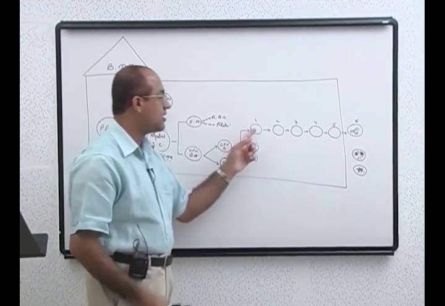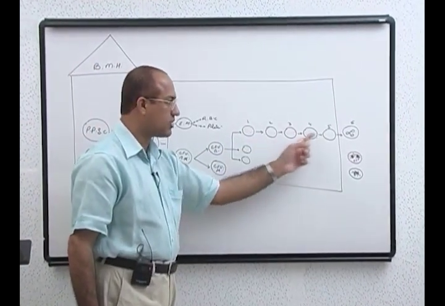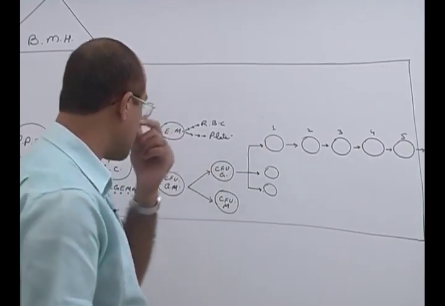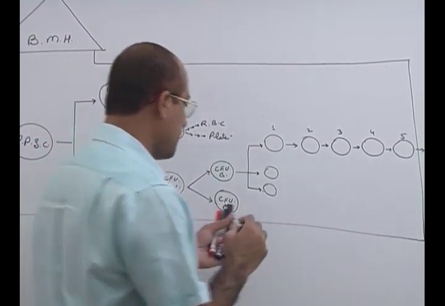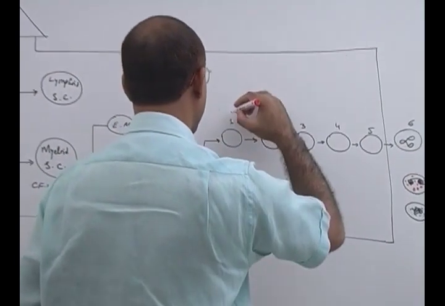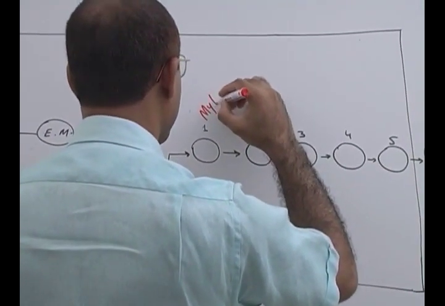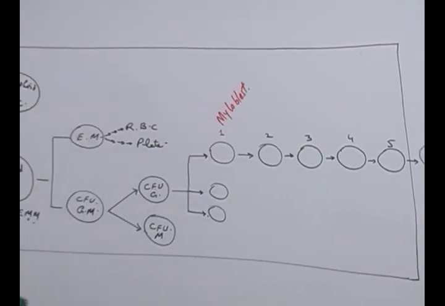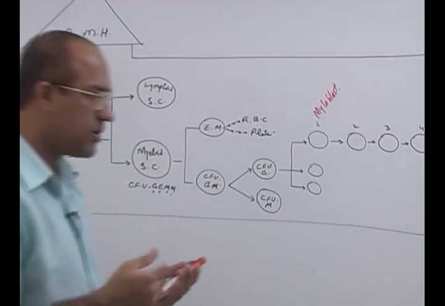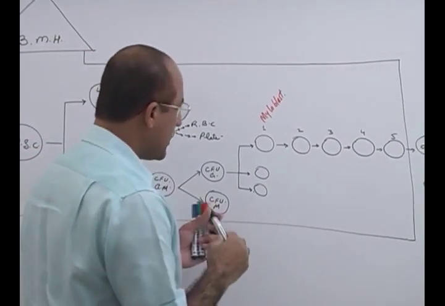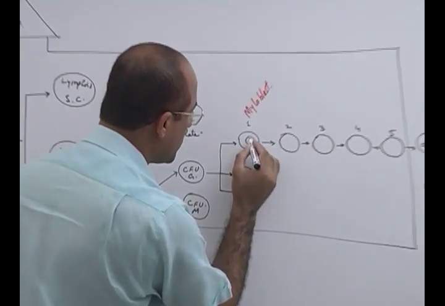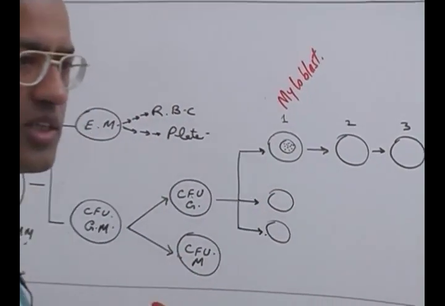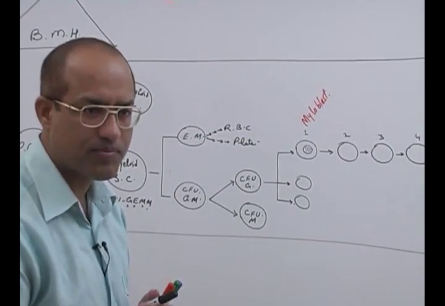The first cell in this series is very rapidly multiplying. Because it is very rapidly multiplying, we call it myeloblast. What is this cell called? Myeloblast. So myeloblast cells are rapidly multiplying or proliferating cells, and they have a large nucleus, and this nucleus has mostly euchromatin. Euchromatin means loose chromatin.